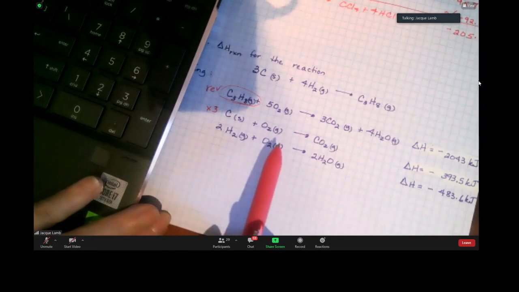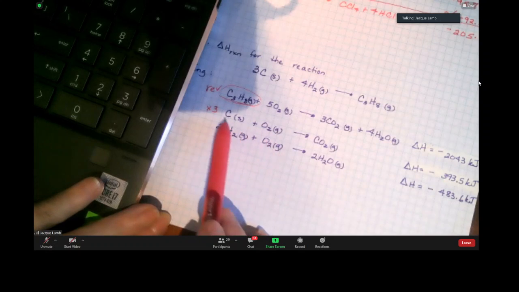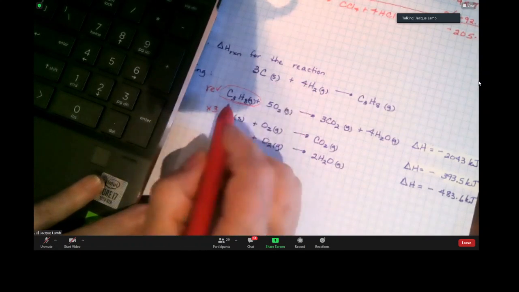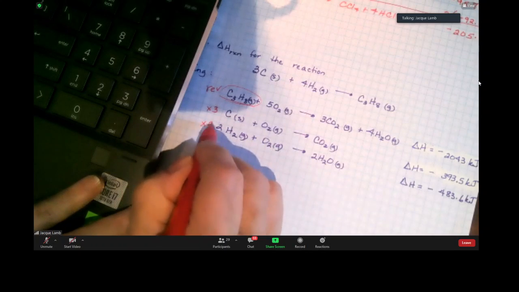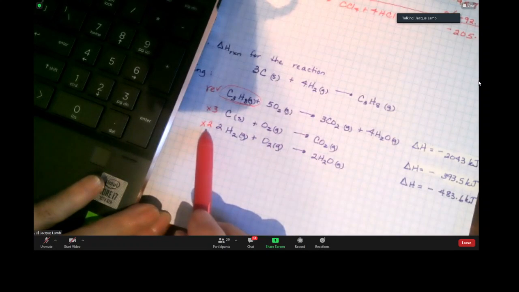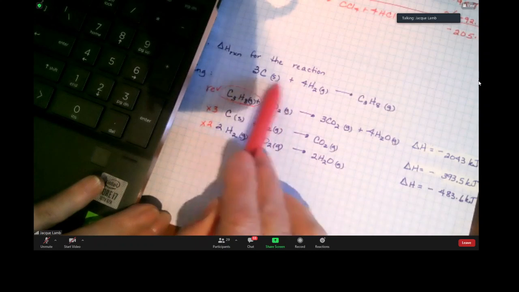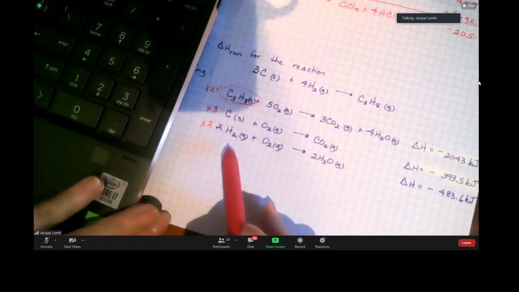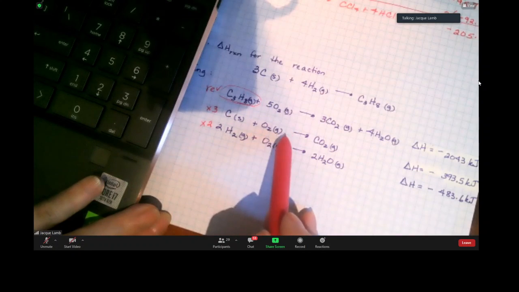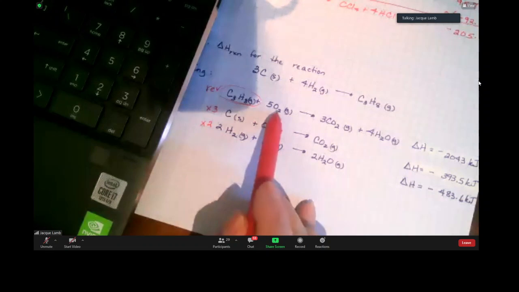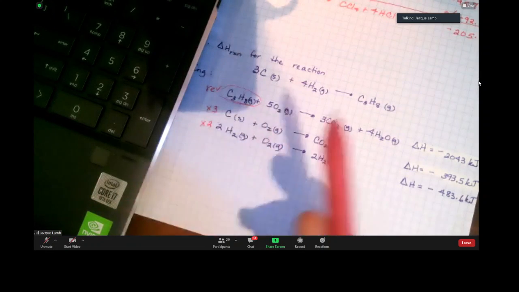And that's going to give you 3 oxygens. You are also going to need 4 hydrogens, so you're going to have to multiply this one by 2 to get your 4 hydrogens. Those are your 3 carbons and 4 hydrogens as your reactants. And then you've got 5 oxygen, which will cancel with this when it's on the other side.